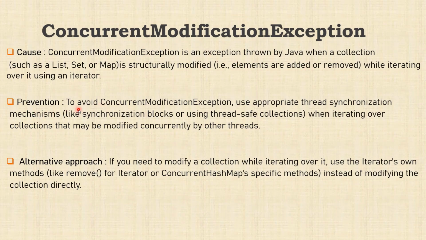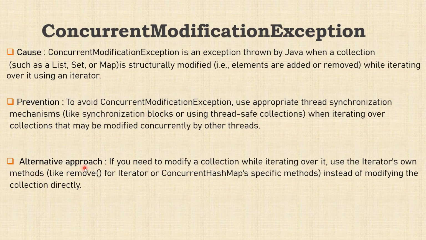So prevention, how can you prevent? To avoid concurrent modification exception, use an appropriate thread synchronization mechanism like a synchronized block, or use thread-safe collections. We have thread-safe collections that we can use to avoid it when iterating over collections that may be modified concurrently by other threads.